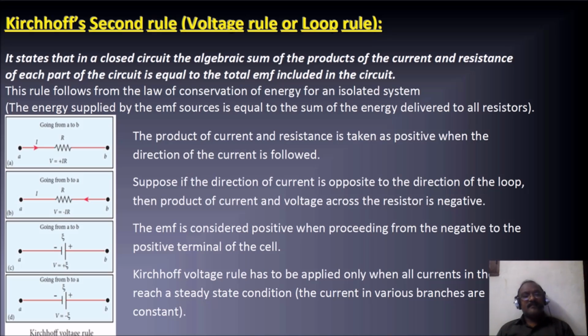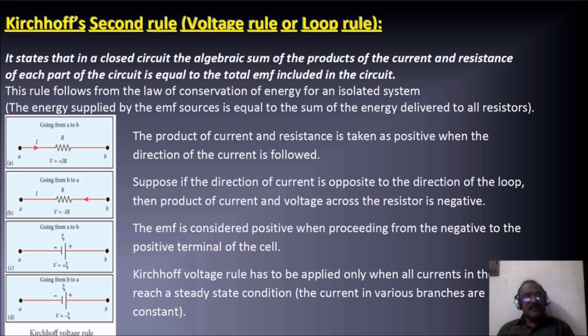That is, the energy supplied by the EMF source is equal to the sum of the energy delivered to all resistors. This formula we can apply where we find the EMF by multiplying the current and the resistance. The direction of current is very important here. The product of the current and resistance is taken as positive when the direction of the current is followed. Suppose you take it in the opposite direction, then we have to take the negative sign.